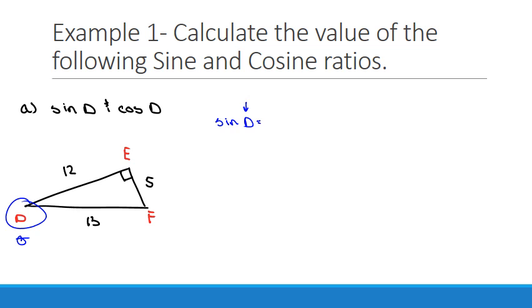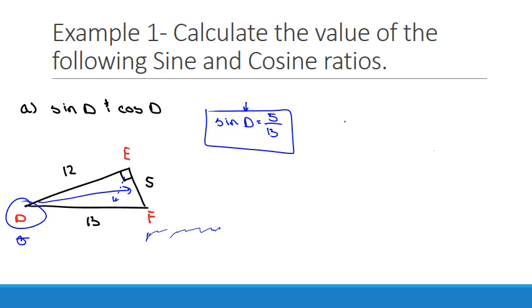Anyway, for the sine ratio, we always compare the opposite leg with the hypotenuse. The opposite is across, so I'd have 5. And then the hypotenuse is always across from the right angle, so that would be 13. So the sine ratio from angle D is equal to 5 over 13. You could convert that to a decimal if you wish, but you don't need to.